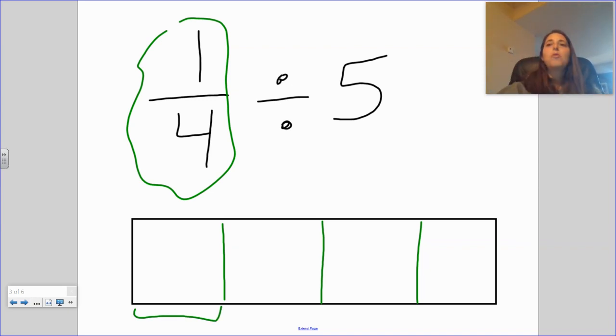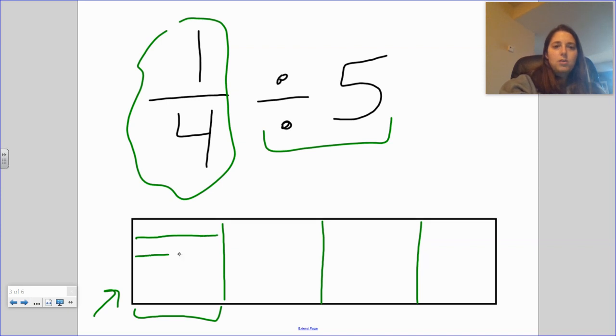Now I'm going to have to work with the whole thing, but I'm focusing on that 4th here. And what I need to do is divide that 4th, which is right here, into 5 equal groups. So I'm going to go ahead and do that. 1, 2, 3, 4, 5. And if I look, I'm focusing on one of those fifths. So this is where my final answer is going to be.